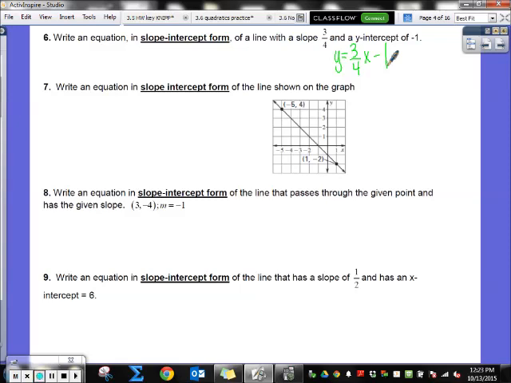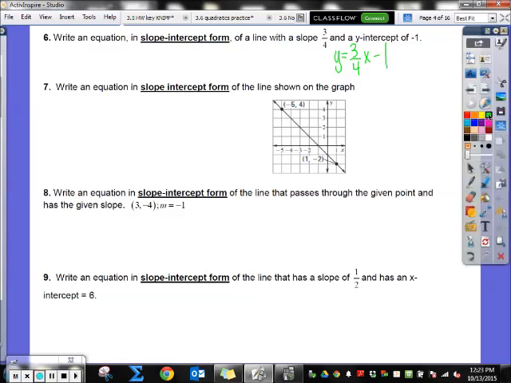Number 7, write an equation in slope-intercept form of the line shown. So if you can get your slope and your y-intercept, you can plug straight in. If you have a graph, it's easier to count your slope, and you don't have to use the points that are given, because I could use any of those points, but I'm going to go down 1, right 1, down 1, right 1. So my slope is -1. My y-intercept, let's see if we can find that, is -1.